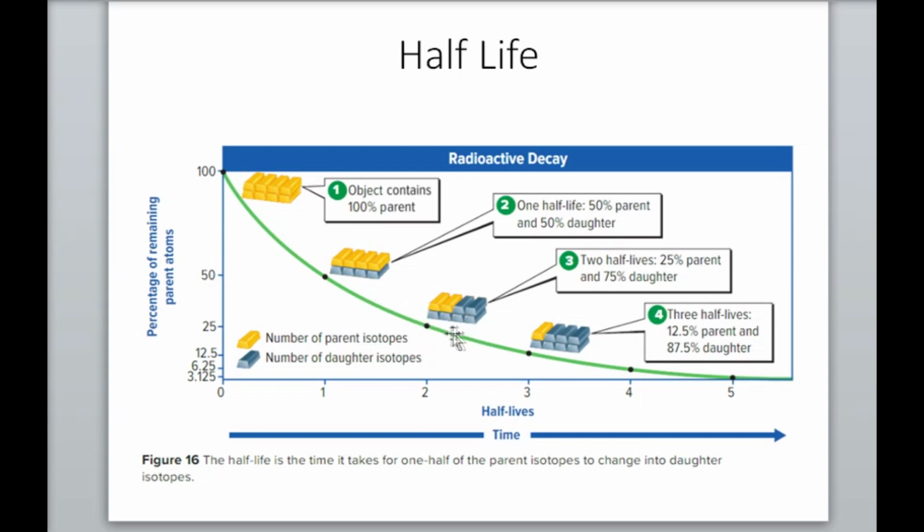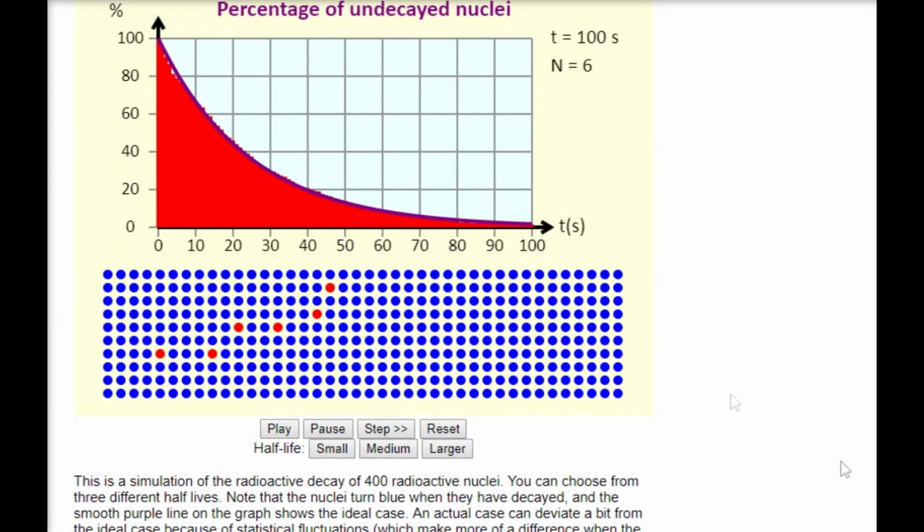Now, as you can see, what you have is now 75% have turned into daughter isotopes, and 25% remain as parent isotopes. Let me show you this half-life thing on this website over here.